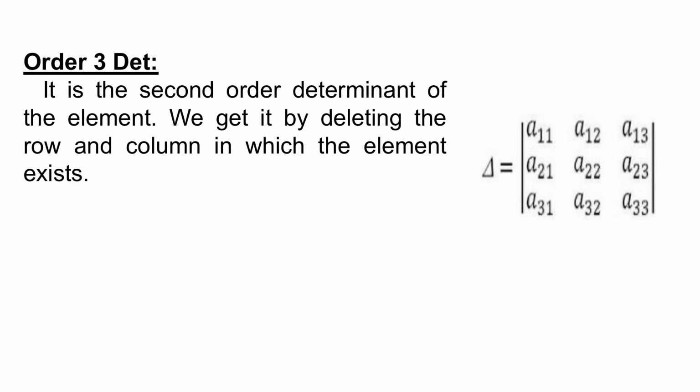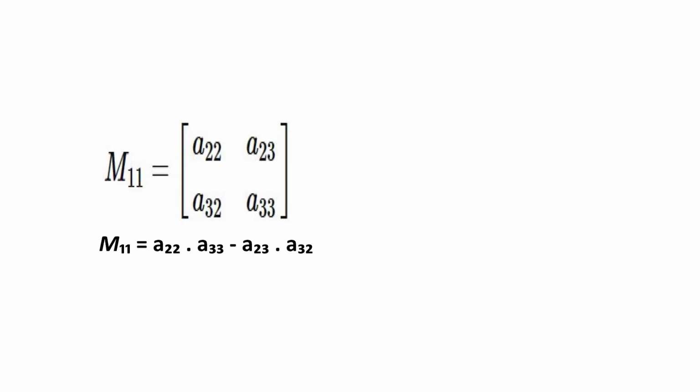Let us say A11. A11 lies in the first row and first column. So, we delete the first row and the first column, and the resultant 4 elements contribute to its determinant, to its minor. The resultant elements are A22, A23, A32, A33. So, in the next slide you can see that the minor of A11 is the determinant of A22, A23, A32 and A33. Now, let us go back to the previous slide.